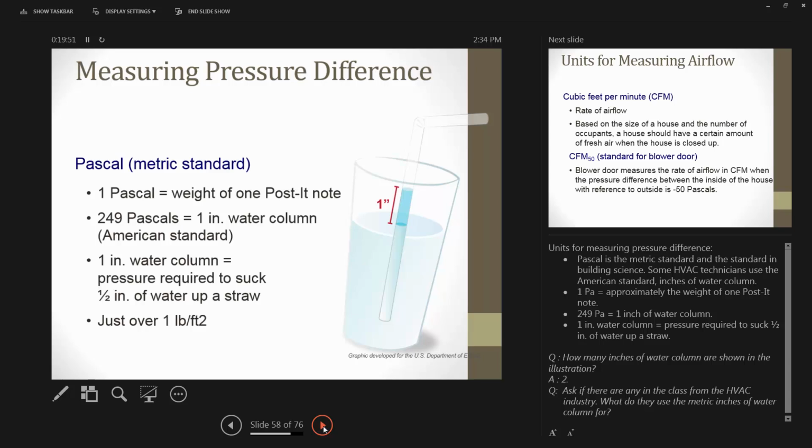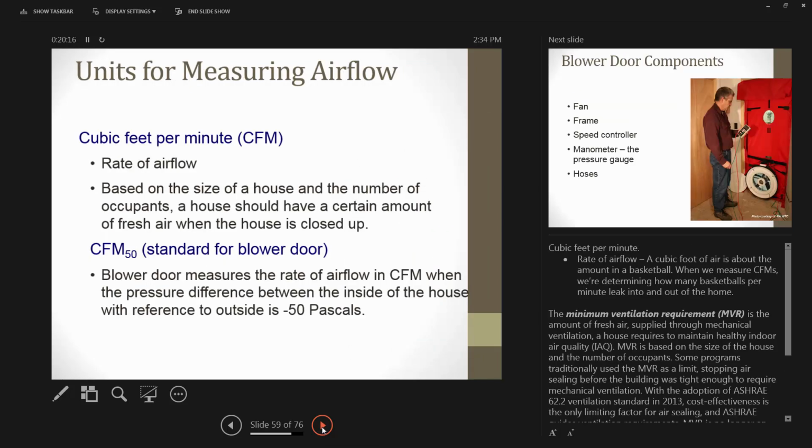That's in reference to 50 pascals, and 50 pascals is the standard measure of what is usually set for blower door operation. But when you hear somebody talk about, again, the difference between natural air change per hour and air change per hour at pressure, they're always talking about that pressure at 50 pascals.